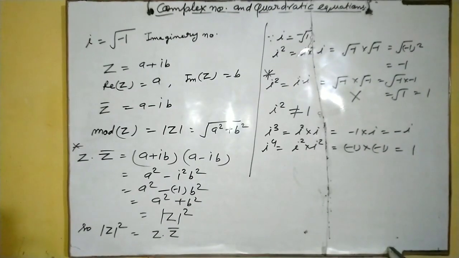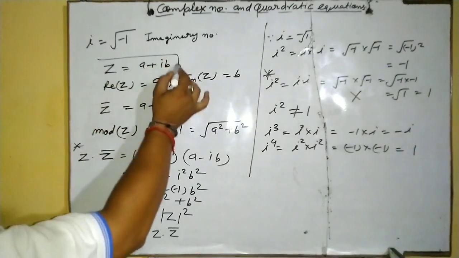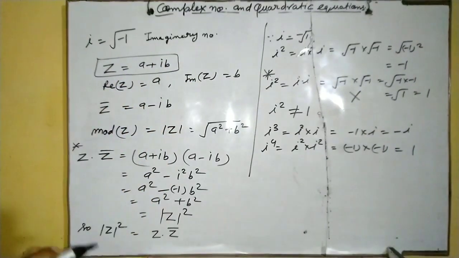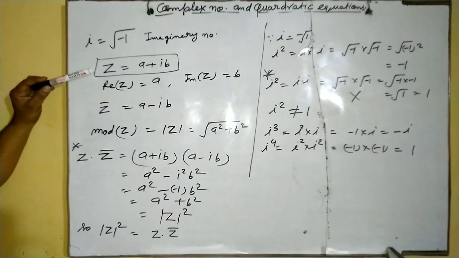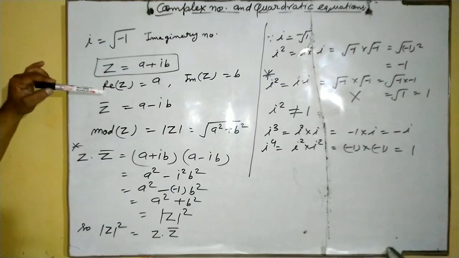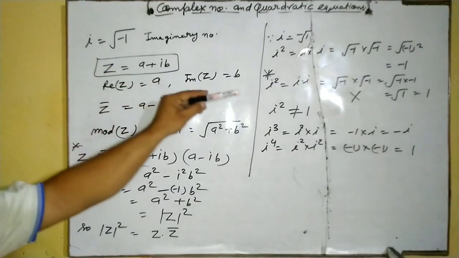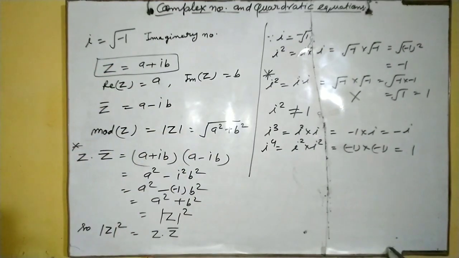This holds for the complex number, and the standard form of the complex number is z equals a plus ib. Any number represented as a sum of a real and an imaginary number is known as a complex number. Real z is a and imaginary z is b. Now we are going to discuss the exercise.